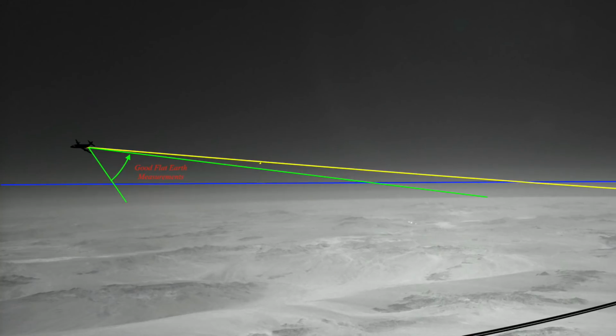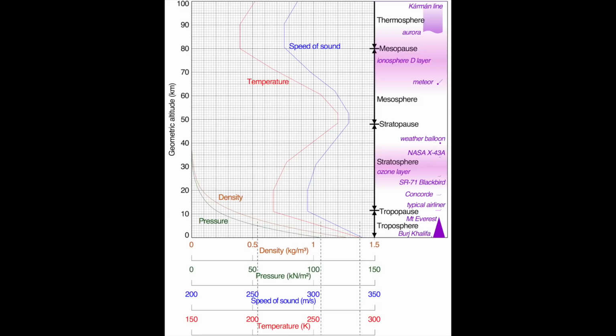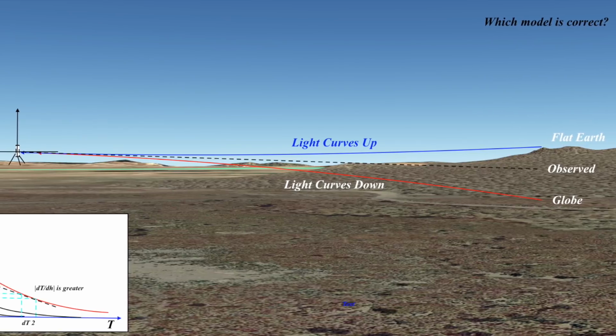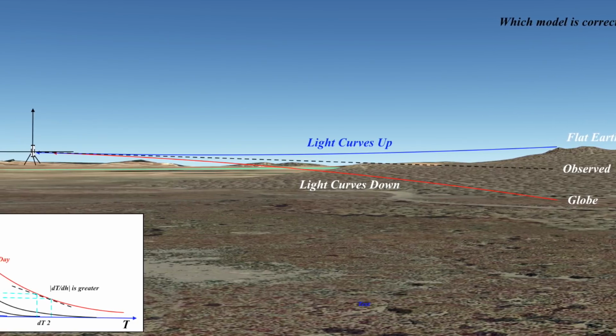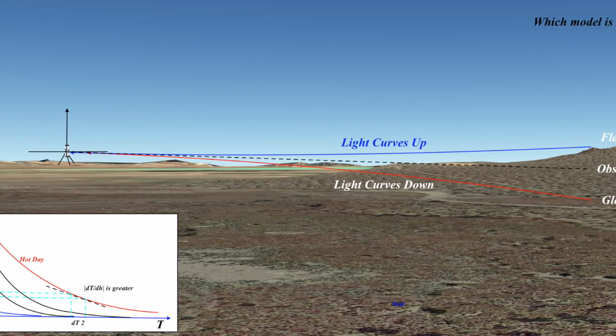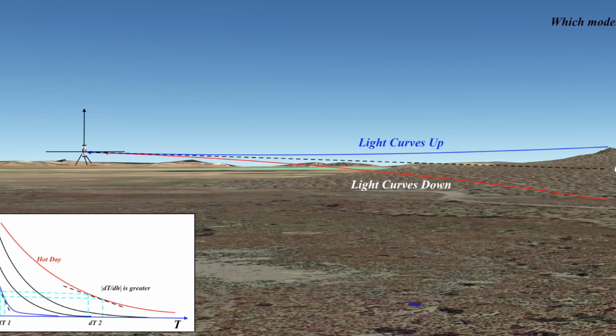Now, obviously, there's a difference in locations between being way up at 35,000 feet and being on the surface of the Earth. Gradients are different, but the same principles apply. So based on the terrestrial refraction models, I am persuaded that light curves up. So the flat Earth model has a lot more merit.